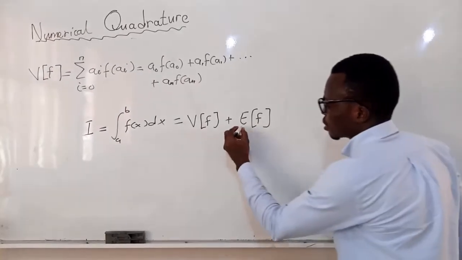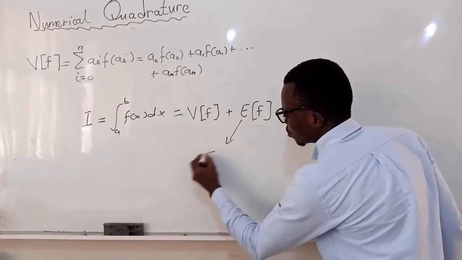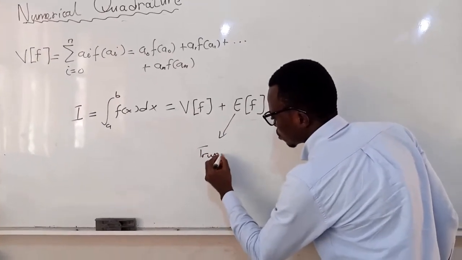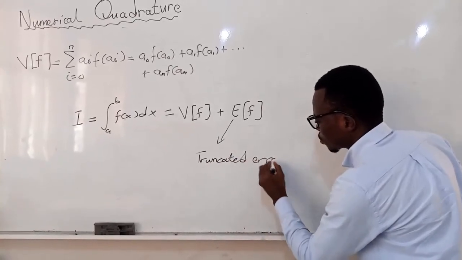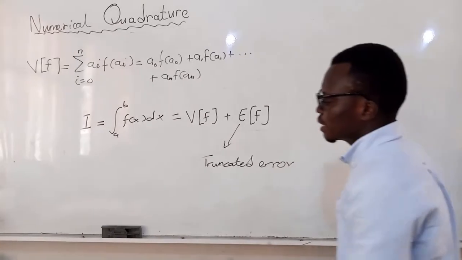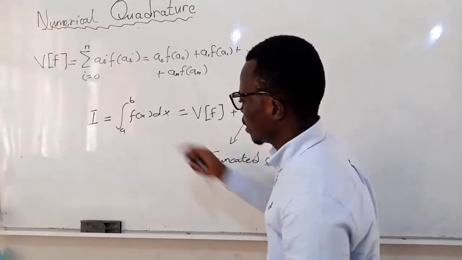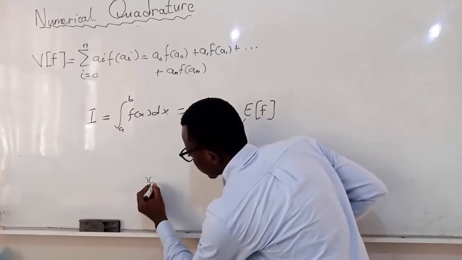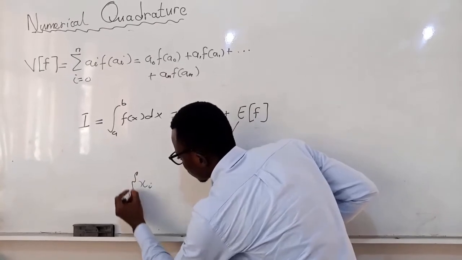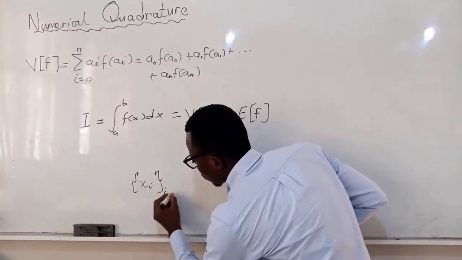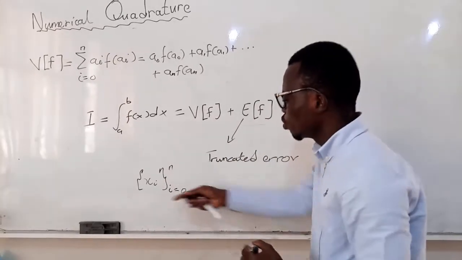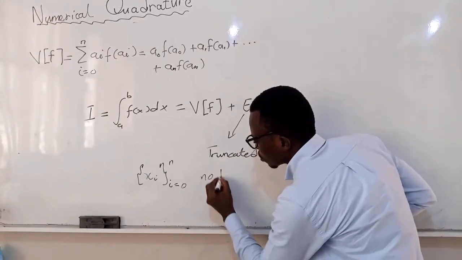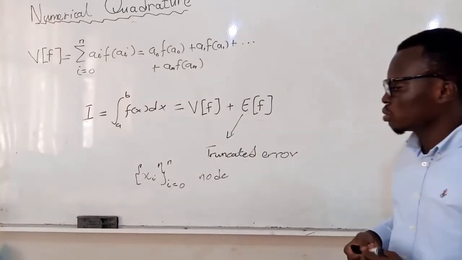and we call E(f) the truncated error, and x_i, for i equal to 0 to n, are the nodes, the quadrature nodes.